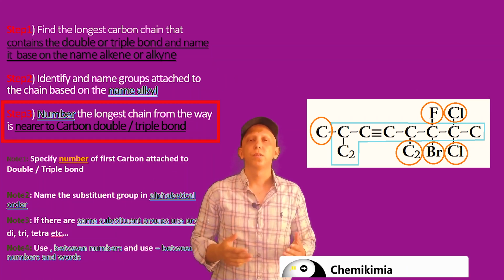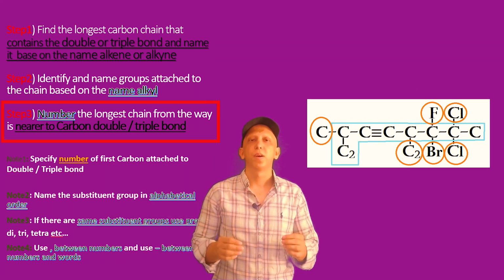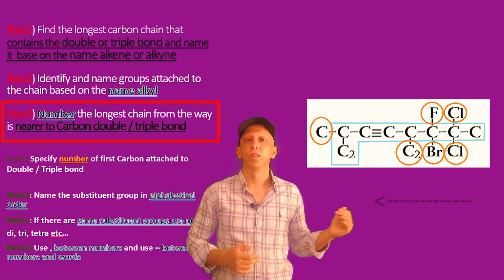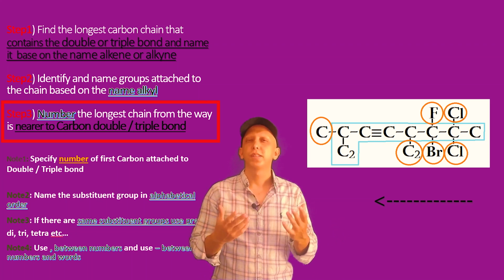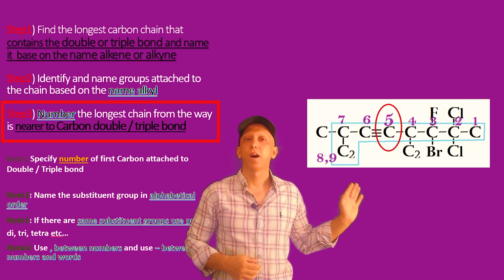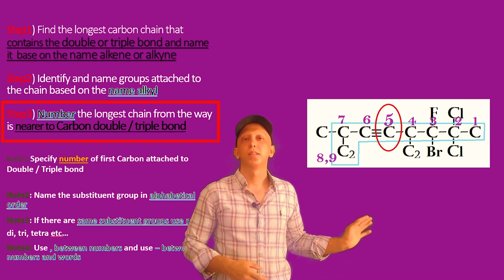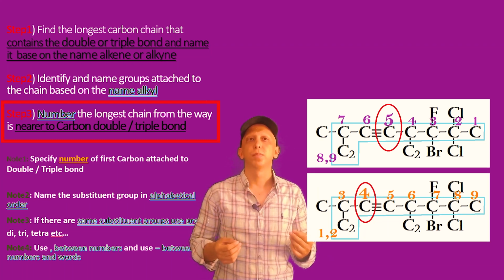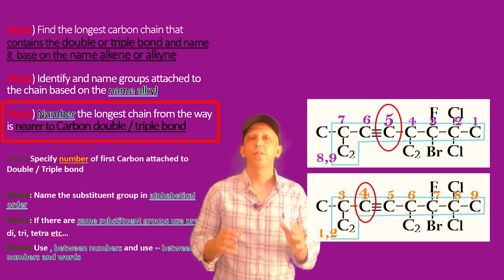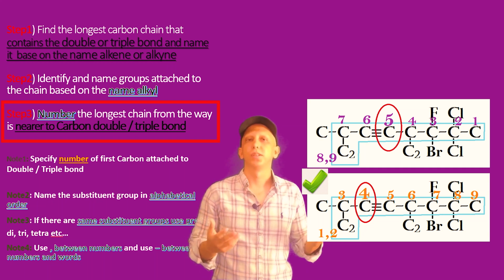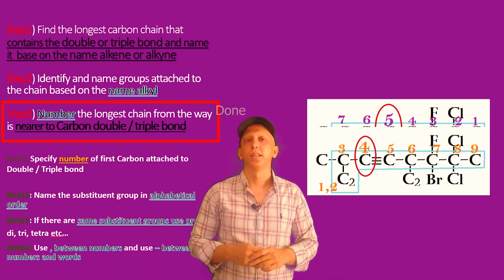In step 3, we have to number our main chain from the way that is nearer to the triple bond. If you start numbering from right to left, we'll face the first carbon attached to the triple bond at carbon number 5. But if you start from the C2 down on the left, we'll see the first carbon attached to the triple bond at carbon number 4. So the right way for numbering is left to right because it is closer to the triple bond. Step 3 is done too.